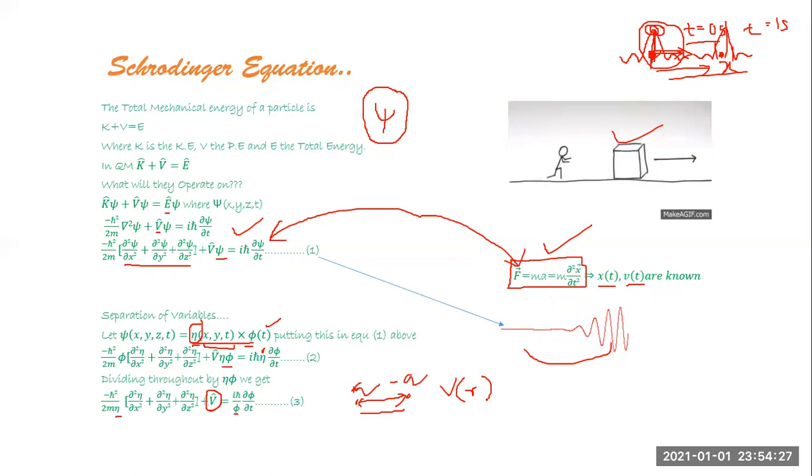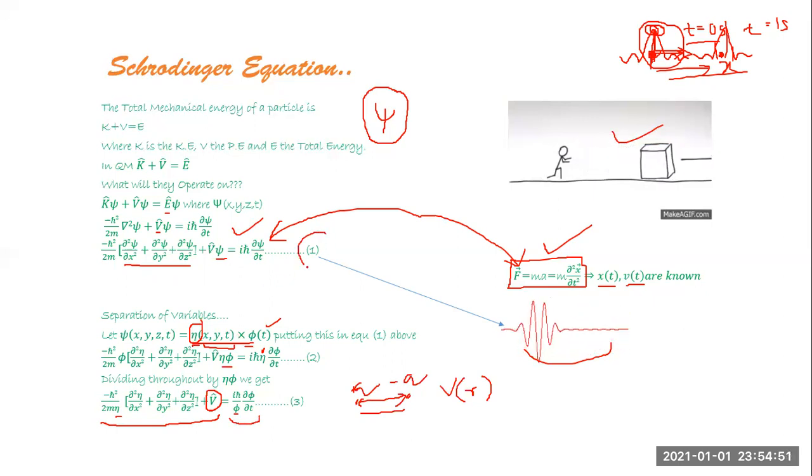So we do have situations in physics where the potential energy does not depend on time, and let us assume that fact, that the potential energy does not depend on time, which implies that the left hand side is just a function of position, and the right hand side is just a function of time. So we have decoupled the equation.